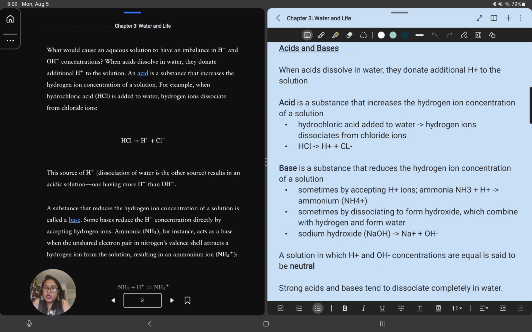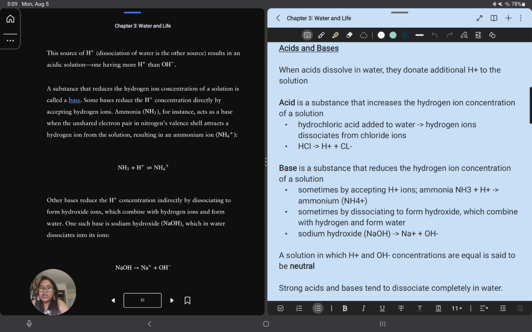So when hydrochloric acid is added to water, the hydrogen from the hydrochloric acid separates itself from the chloride ion, and it becomes an ion. The source of H plus, along with the dissociation of water, results in an acidic solution, one having more hydrogen ions than hydroxide. A substance that reduces the hydrogen ion concentration of a solution is called a base.